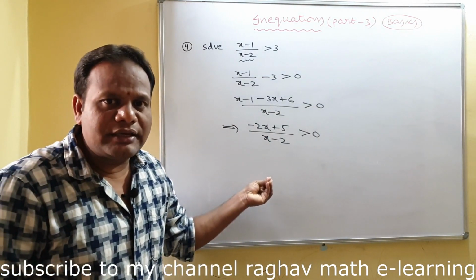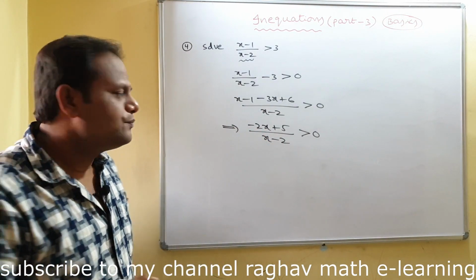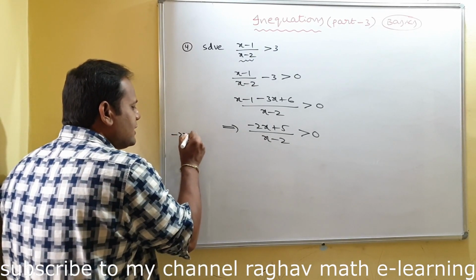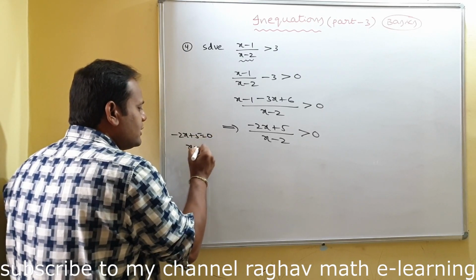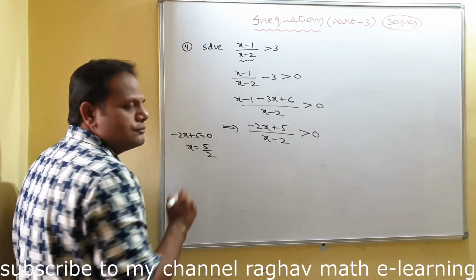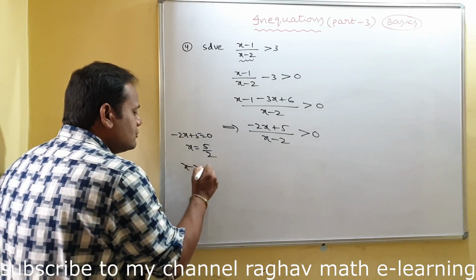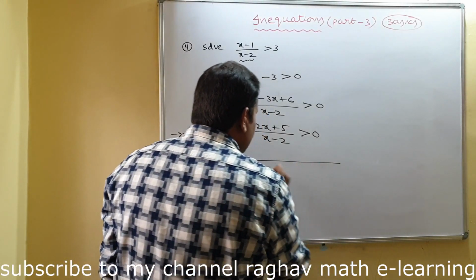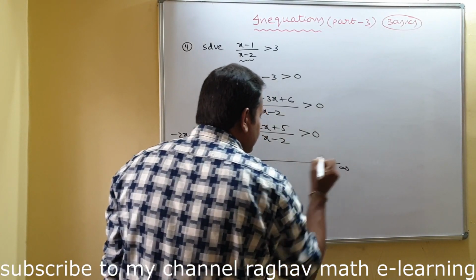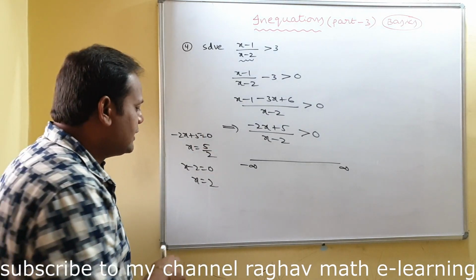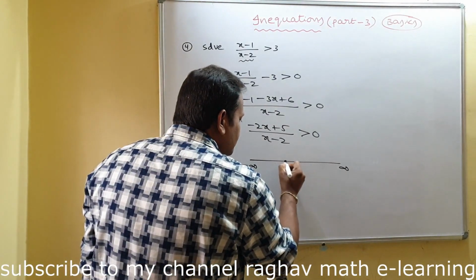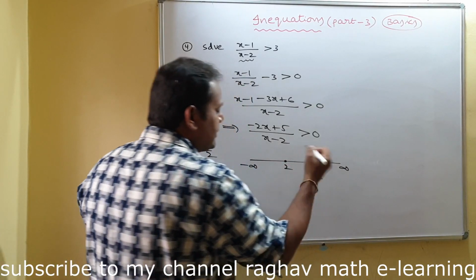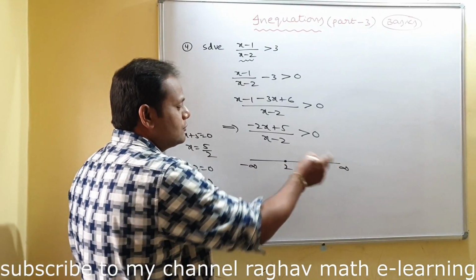Now we will apply our regular method. Okay. Here you see that. First, we take x values. So minus 2x plus 5 equal to 0, x equal to 5 by 2. And x minus 2 equal to 0, we take one x value, that is 2. Plot these numbers on real line, minus infinity to infinity. So what are the values we have? 2 and 5 by 2. Mark them in increasing order. Suppose I am taking 5 by 2 is 2.5. So after 2, 5 by 2.